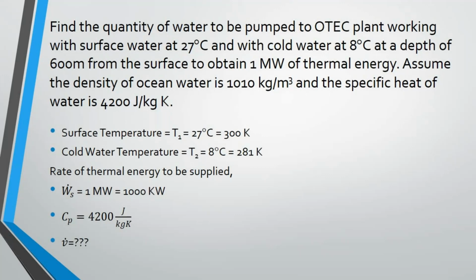So we have, given, the surface temperature equals 27 degrees Celsius. Convert it to Kelvin, so 300 Kelvin, and the cold water temperature is 8 degrees Celsius, which equals 281 Kelvin. And the work is 1 megawatt or 1000 kilowatts. Cp is 4200 joules per kilogram Kelvin. So we have to find the value of the volume flow rate.